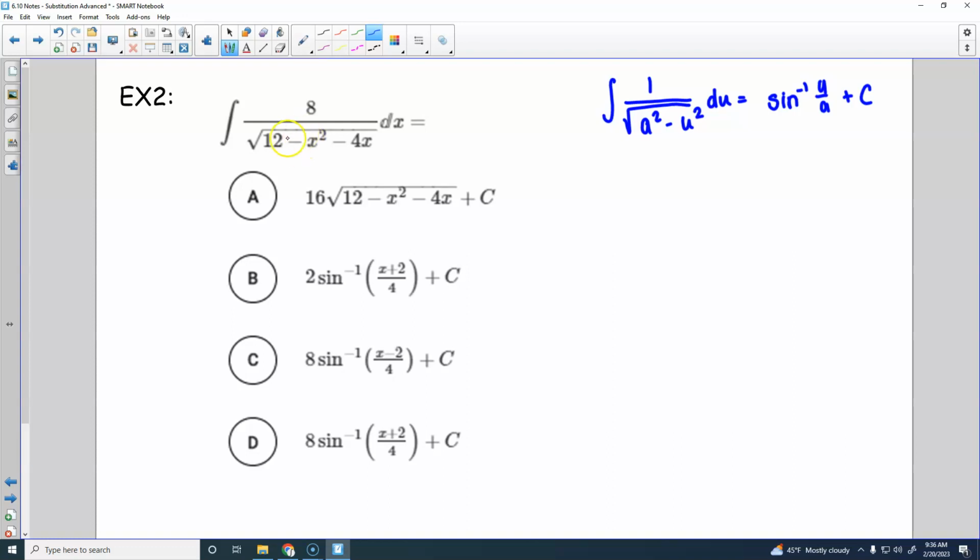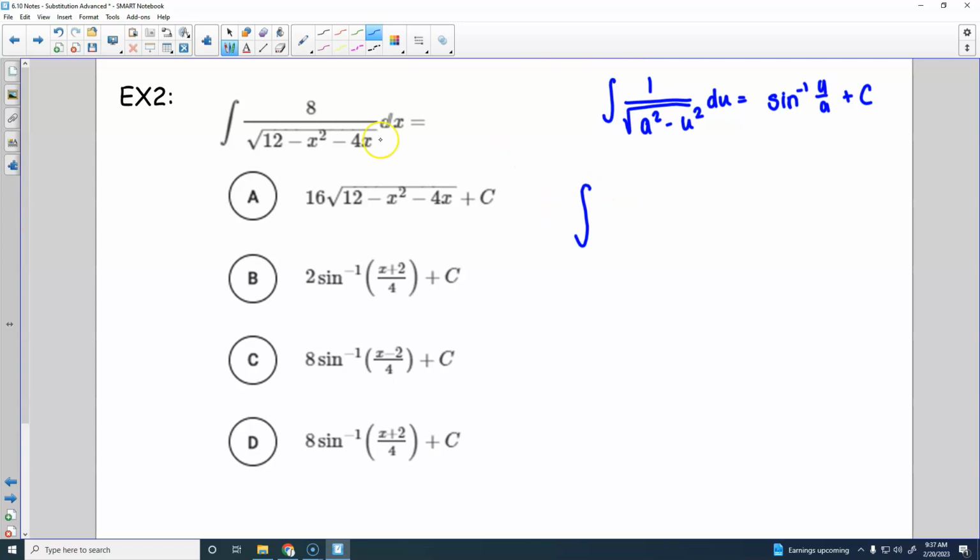Okay, I know where it's going to come in. All right, so we got a 12, minus this stuff over here, but we do not have an a squared minus u squared underneath our square root. So what we can do is complete the square to get it in the form where we have a squared minus u squared. So this is how that will look.